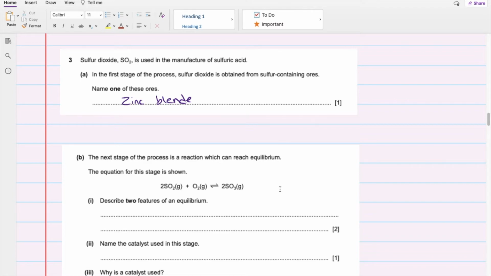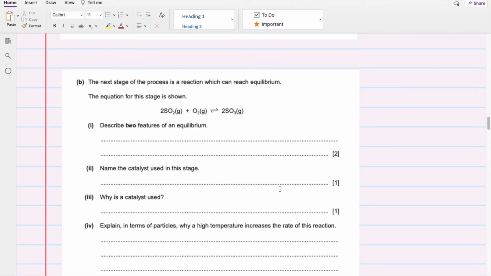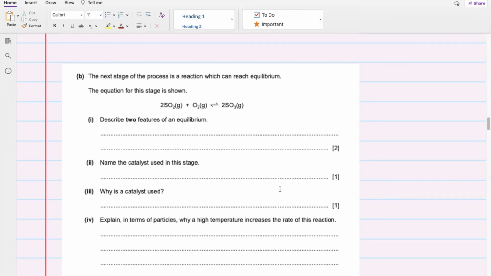Okay, and terms. So the next stage of the process is the reaction, which can reach equilibrium. So that's the reaction shown below, and describe 2 features of an equilibrium. So equilibrium reactions in general have 2 things, and that is it's reversible. So you have the forward reaction, which is the 2SO2 plus oxygen give you 2SO3, and the reverse, where it's broken down and gives you the previous reactants. Another thing with equilibrium reactions is that the rate of the forward reaction equals the rate of the reverse. So they're happening at the same exact time, right? So those are the 2 things.